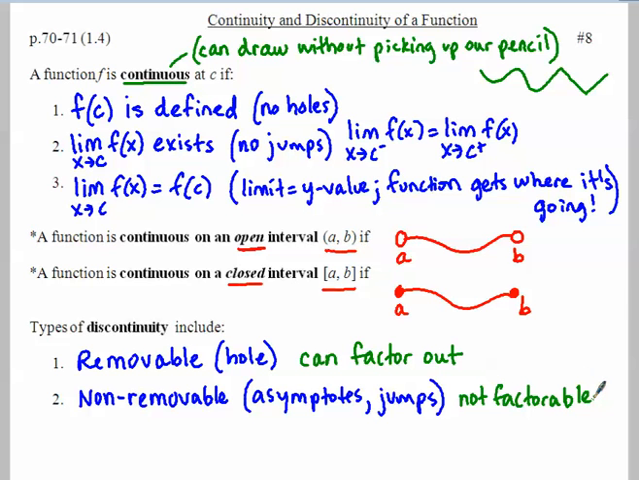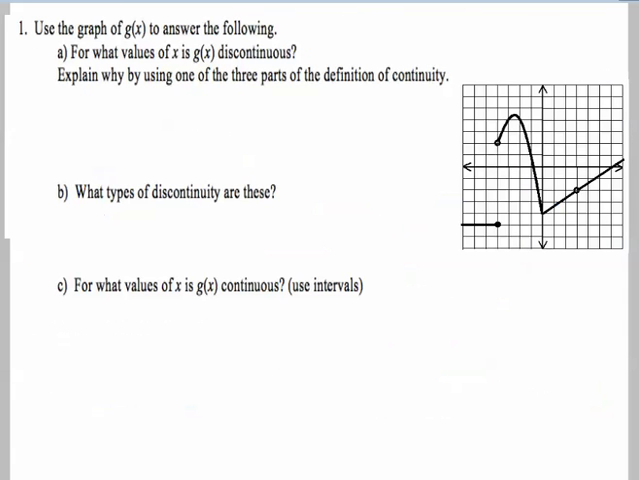Let's take a look at a couple of examples of how to use this definition of continuity. So again, we have this picture from the other page. Use the graph of g of x to answer the following. Here's our graph of g of x. For what values of x is g of x discontinuous? If we just think about it as can we draw it without picking up our pencil, I start over here, I'm drawing, and uh-oh, there's a jump. I have to pick up my pencil to continue drawing the function. So this is the first location of a discontinuity.